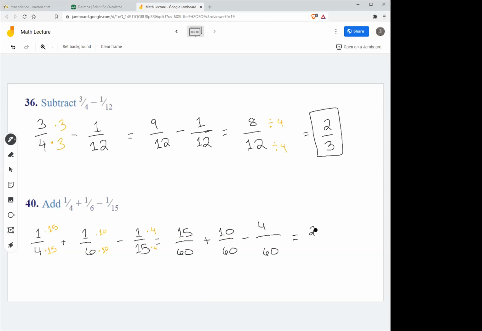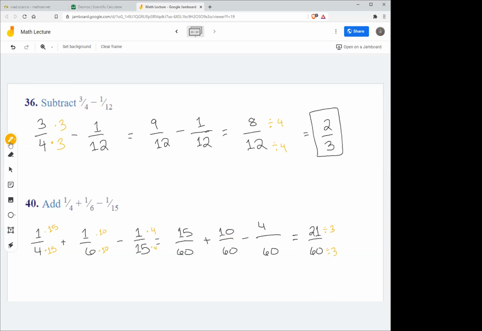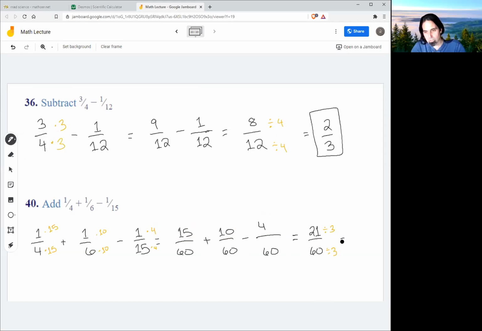21. And what am I counting? It's not marshmallows, it is 60ths. And then I look and I say, oh, drat, I'm not done. I have to reduce. La la la, jump through the hoops. And we get 7/20ths, and then we're done.